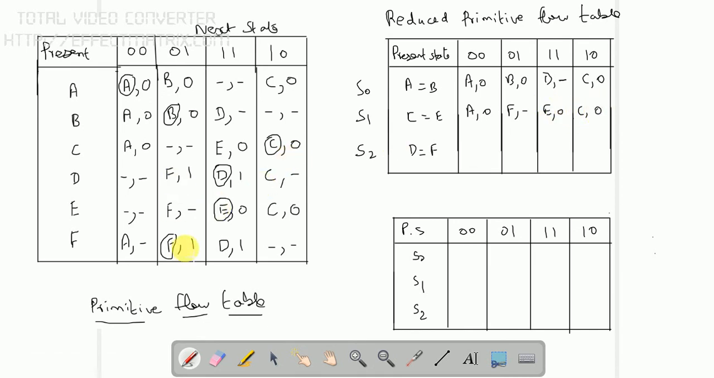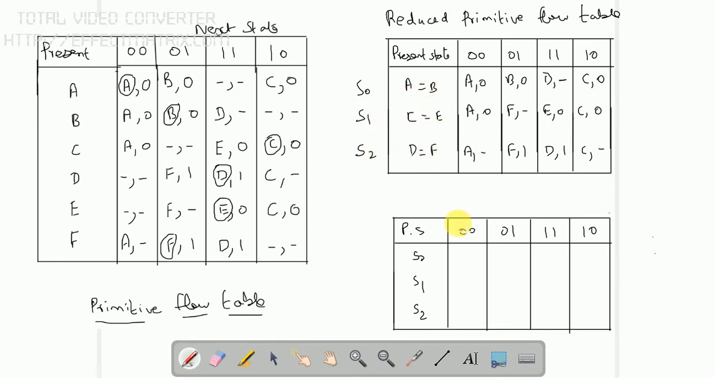Next D and F, it is A comma dash, F comma 1, F comma 1, the same, F comma 1, and D comma 1, D comma 1, the same, D comma 1, and C comma dash. Now this A equal to B, C equal to E, D equal to F is assigned to S0, S1, S2.